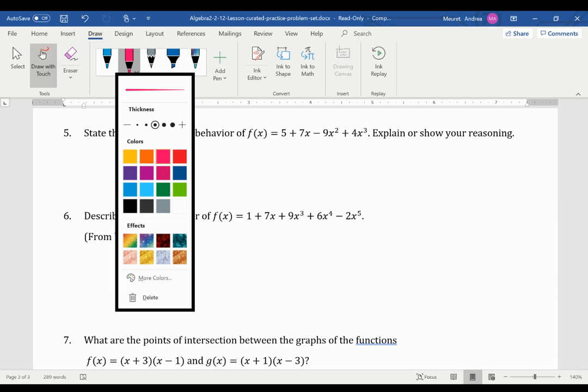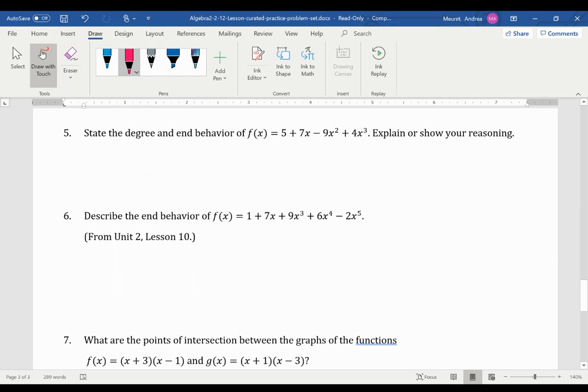Okay, so for number 5, state the degree and end behavior. So remember, for degree of a polynomial, you're looking for the term that has the highest power of the variable. And that term is 4x to the third. So that means the degree is equal to 3.